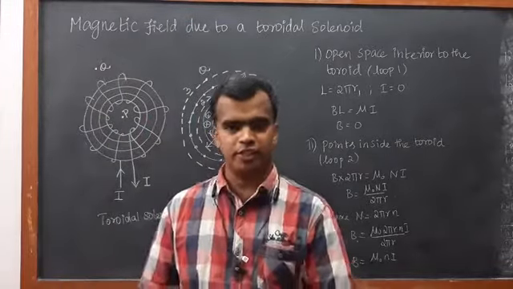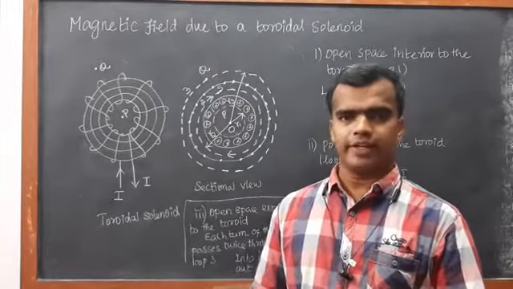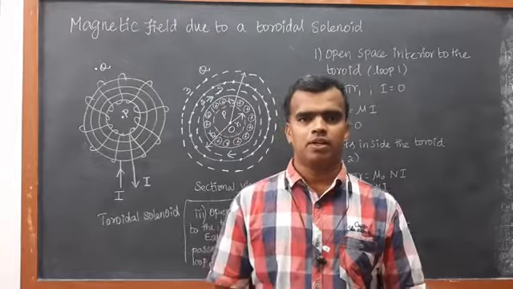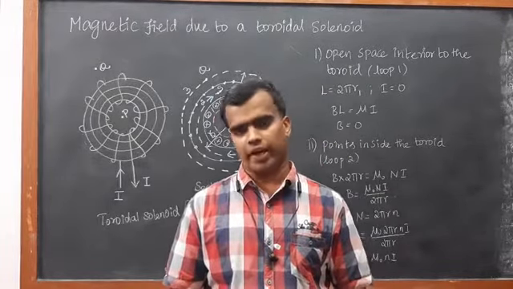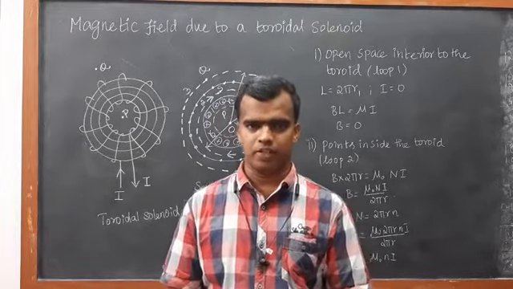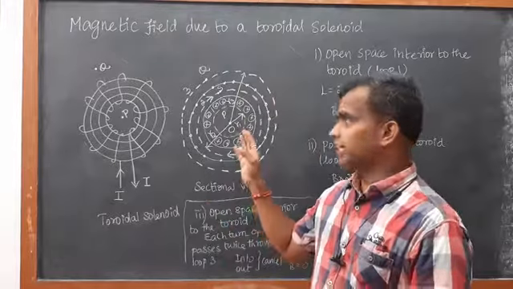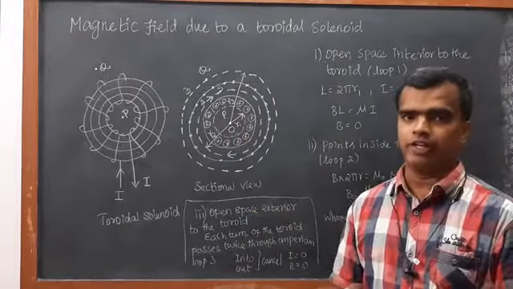Here we are going to discuss the toroid. Generally, a toroid is a slightly bent solenoid. A solenoid that is slightly bent, we call a toroid. Okay, then we go directly to the topic: the magnetic field due to a toroidal solenoid.